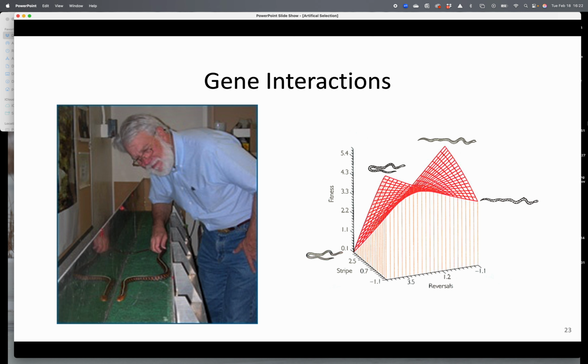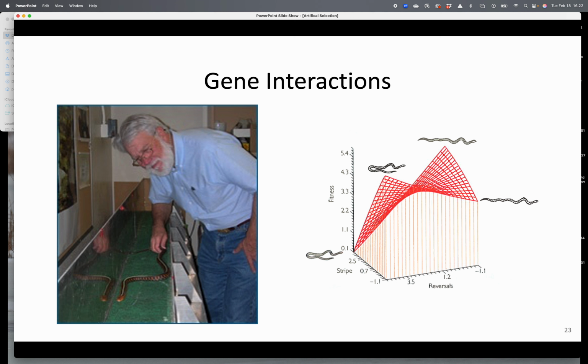And what they found was that striped snakes that went in a straight line, had a low reversal index, survived better than anybody else. Checkered snakes that reversed themselves were the second best at surviving. Checkered snakes that go in a straight line were third best, and striped snakes that reverse themselves were really terrible at surviving. So the selective environment was such that being striped or checkered had an adaptive value, but only depending upon which set of behaviors it was paired with.